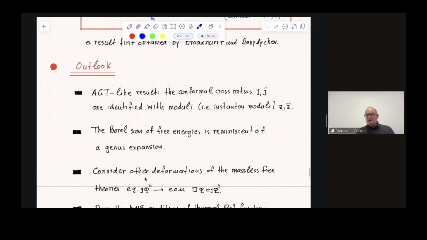So, right, it's 1 hour and 2 minutes. So can I have 3 minutes for my outlook? Okay. Sorry, I went a little bit fast at the end.